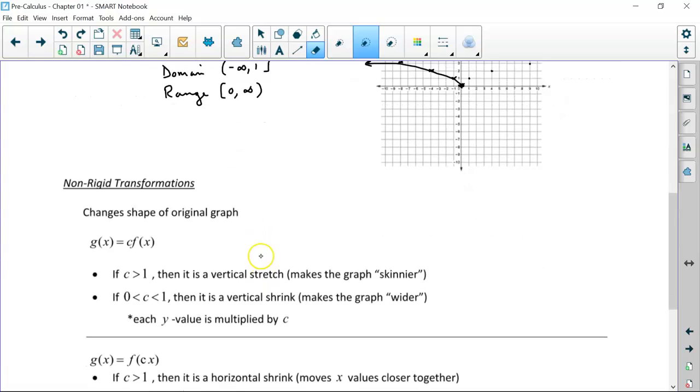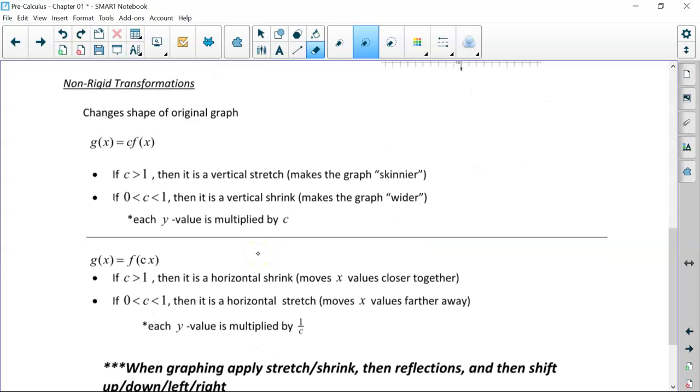We'll also be talking about non-rigid transformations, and these are our stretches. So when our constant's on the outside, that's a vertical stretch. When that constant is greater than 1, it's going to be a vertical stretch. It's going to make our graph skinnier. When that constant on the outside is between 0 and 1, it's going to be a vertical shrink. It's going to be a wider graph. So what you would do is you'd multiply each y value by c.